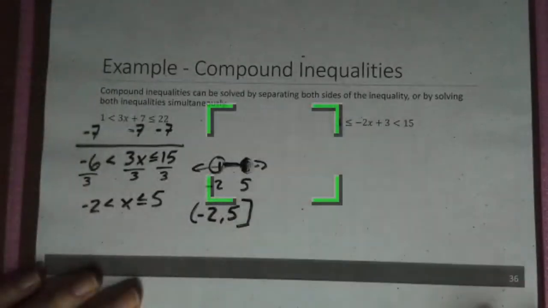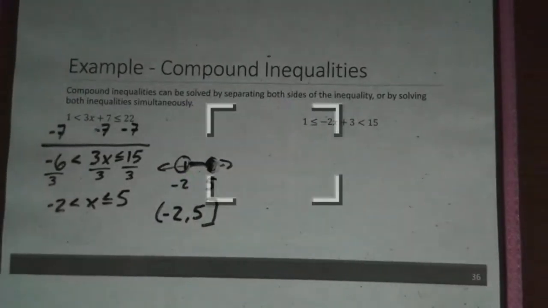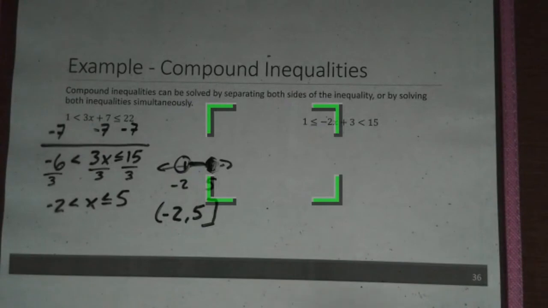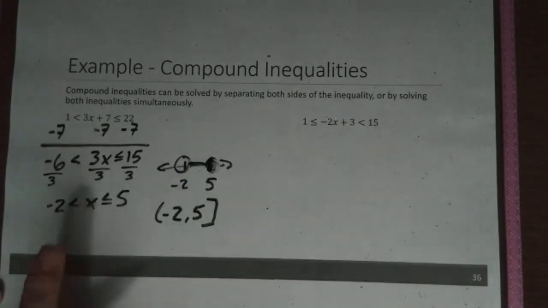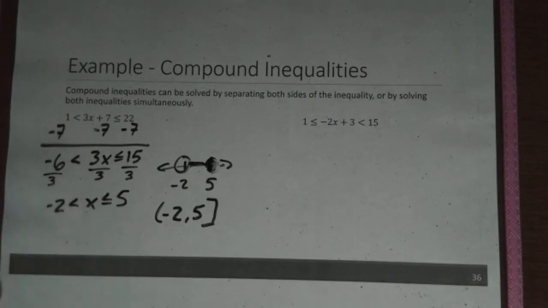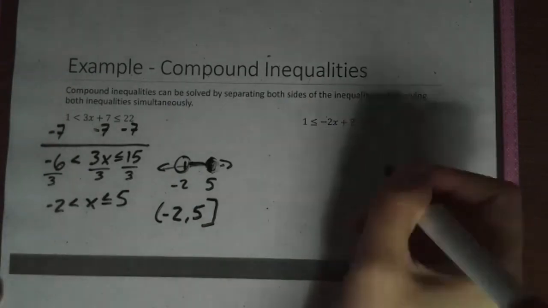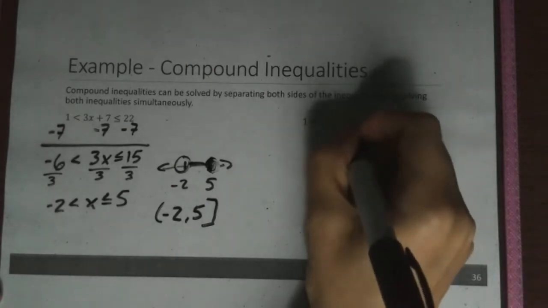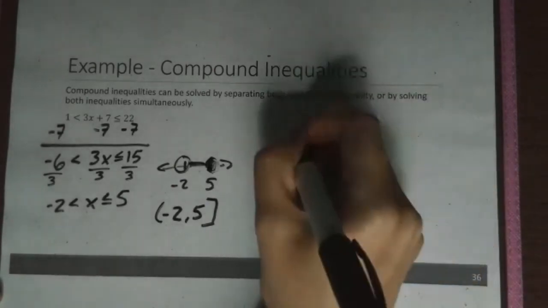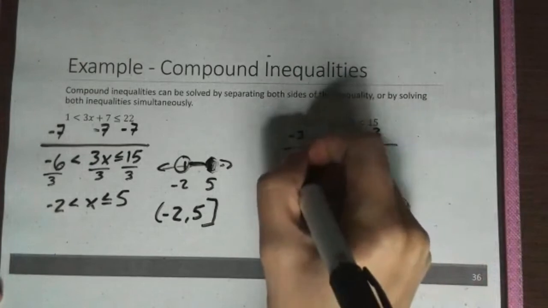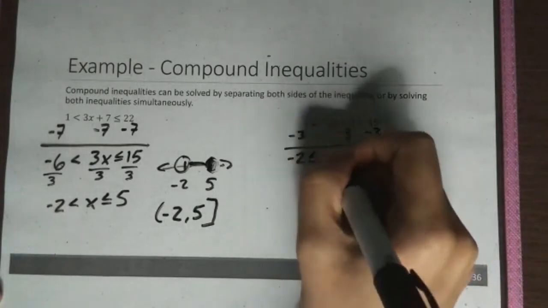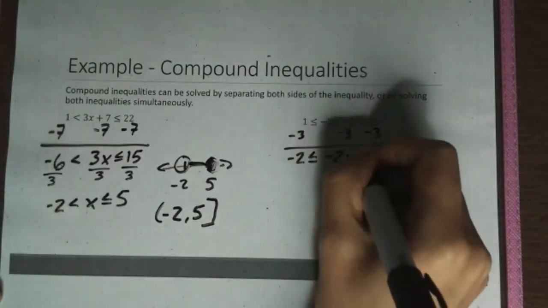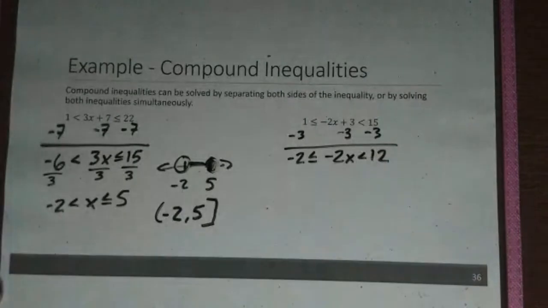This other one's a little bit trickier. We have -1 is less than or equal to -2x plus 3 is less than 15. I'm going to go ahead and solve it the same way I did this one, solving all 3 sides at the same time, because it's a little bit quicker. So I need to subtract 3 from all of the sides. We get -2 is less than or equal to -2x is less than 12.